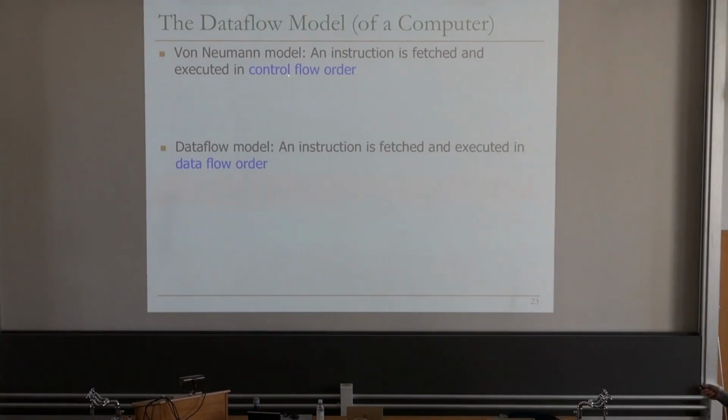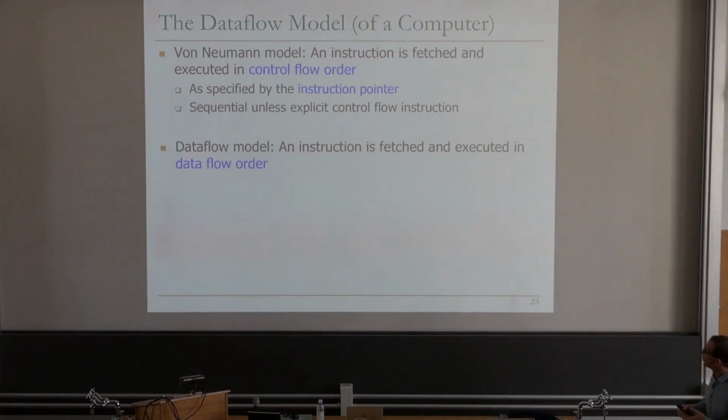Von Neumann model says an instruction is fetched and decoded and executed in control flow order as specified by the instruction pointer, unless you're changing the control flow with a branch, for example, or a control flow instruction. Dataflow model is completely, I don't want to say opposite, but it's a different order. And the order is not sequential. It's the order of the flow of data. An instruction is fetched and executed in Dataflow order, which means that when its data operands are ready.